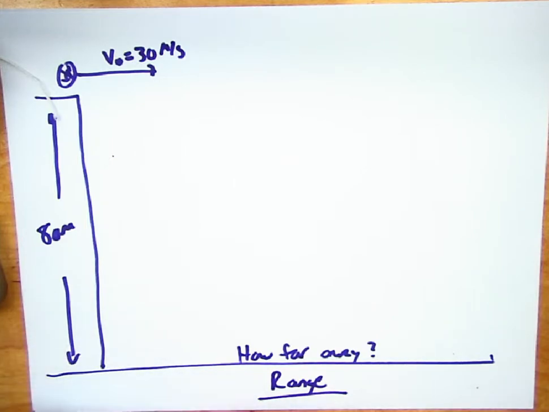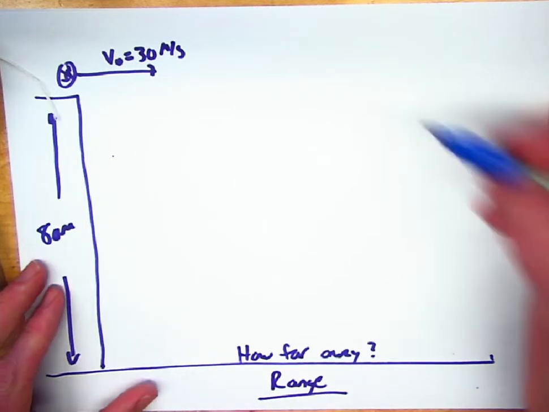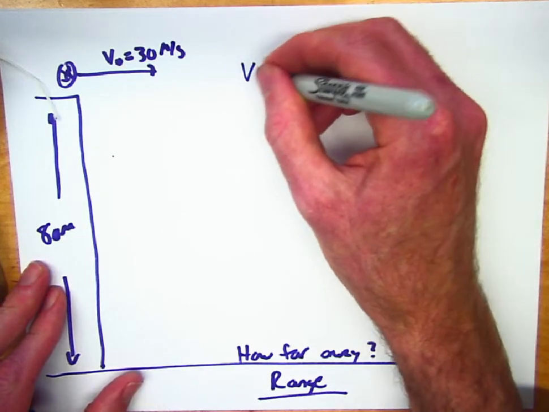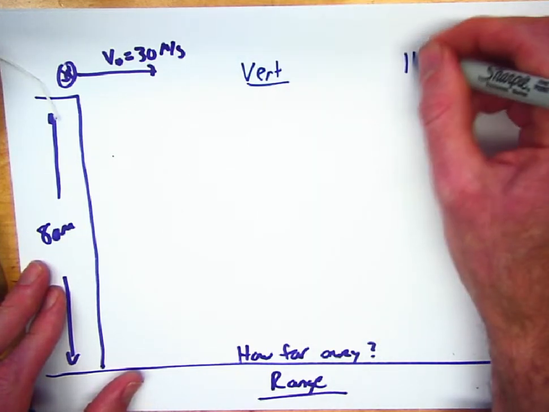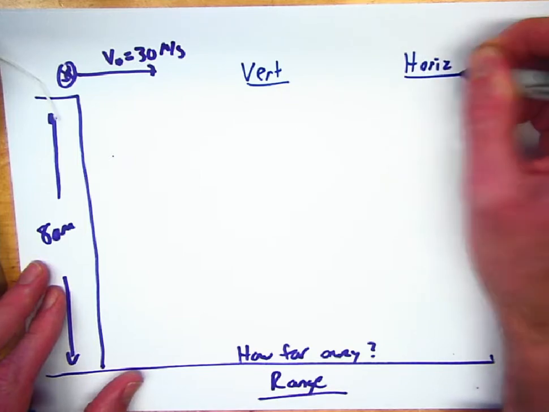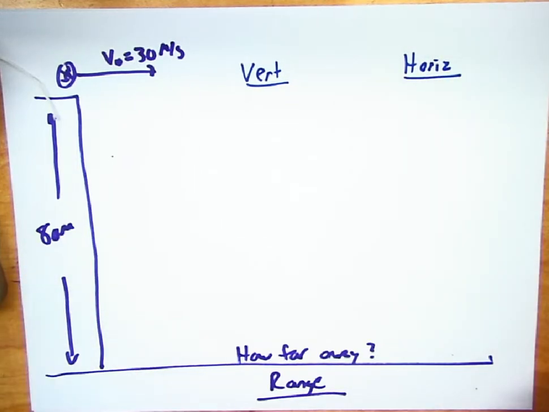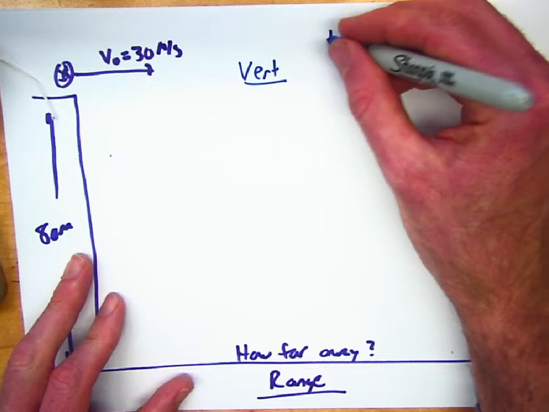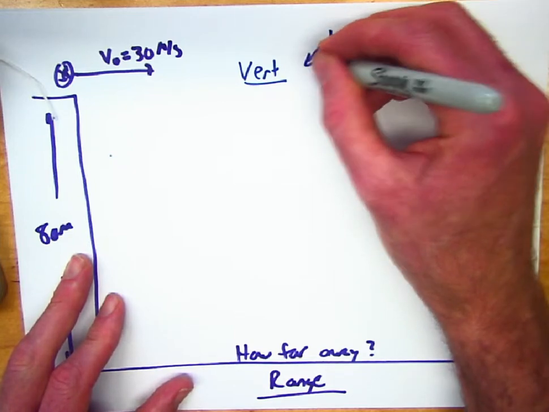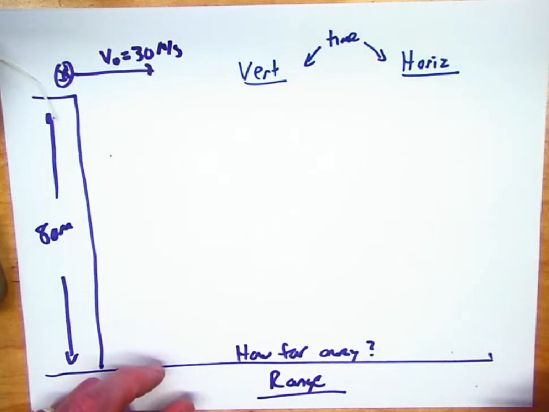How do we figure this out? Well, we're going to actually do two different physics problems here. We have something that's happening in the vertical direction, and we have something that's happening in the horizontal direction, and we're going to keep them independent of each other. The link between them is going to be time. So time is going to be the same in the vertical and the horizontal direction.